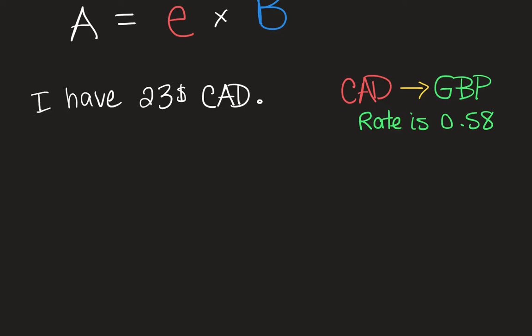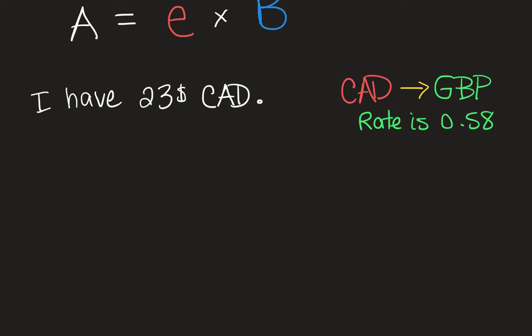Okay, so in this example, we are converting Canadian dollars, CAD, to Great British pounds, or pound sterling, GBP. Our exchange rate is 0.58, so that means for every Canadian dollar, we're going to get 58 pence or cents in pounds. Okay, so we can use this formula to take the information we know, plug it in, and figure out how much we get for our Canadian money in pounds.